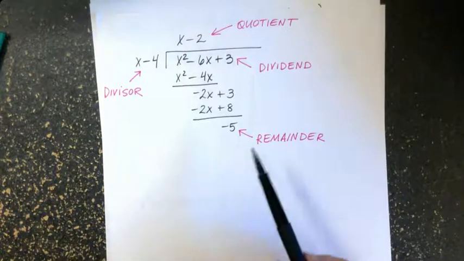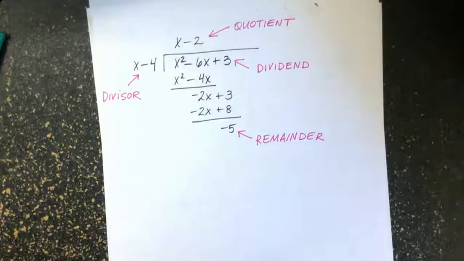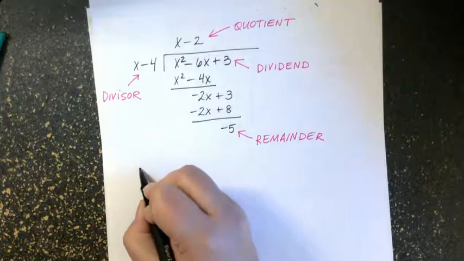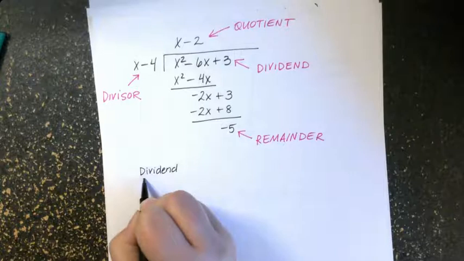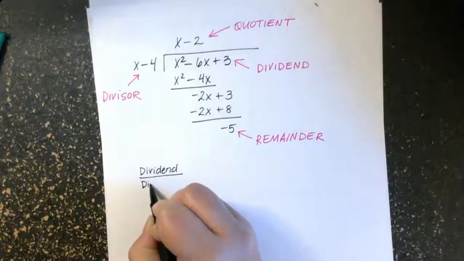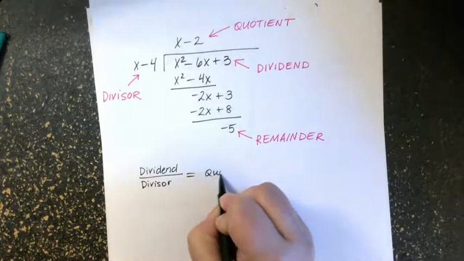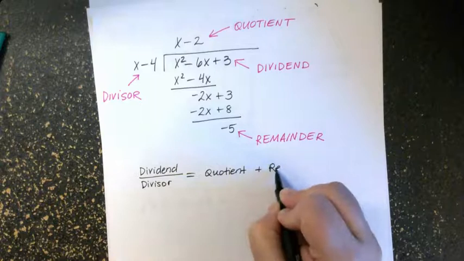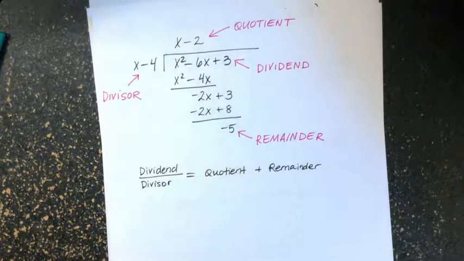Okay? So one way to write this that is very frequently requested if you get a remainder is that you say, okay, my dividend divided by the divisor, I'm going to write my answer as the quotient plus the remainder. Okay, let's talk about how that makes sense.